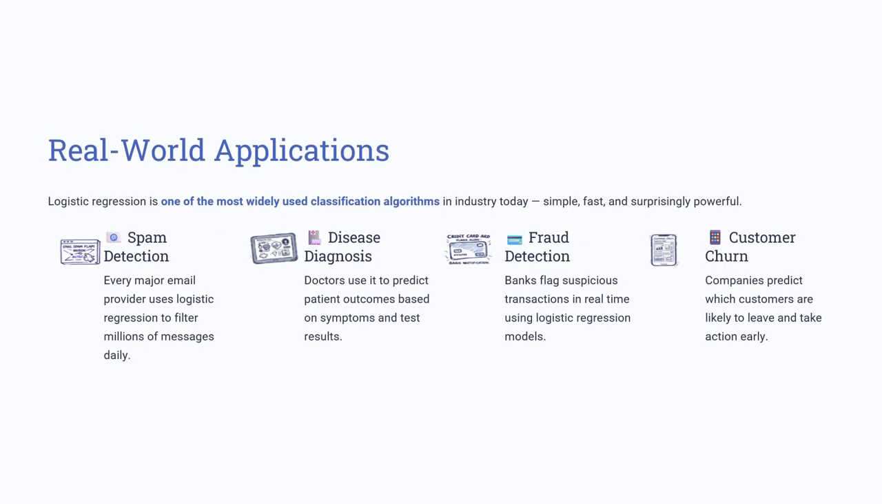Logistic regression is one of the most widely used classification algorithms. It is used in spam detection, disease diagnosis, fraud detection, customer churn prediction. Even though it is simple, it remains a powerful tool in machine learning.